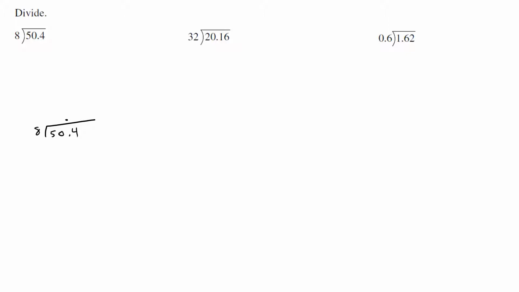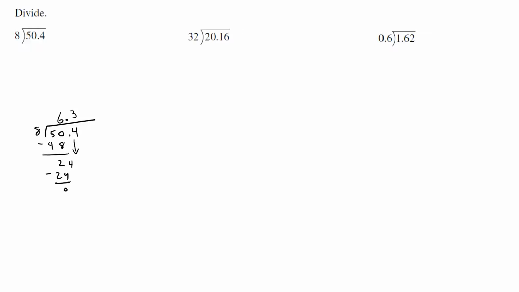8 doesn't go into 5, so instead we need to put this into the tens place here. So 8 is going to go into 50 6 times, and then multiply back. That's going to give me 48 with a 2. 8 does not go into 2, so I'm going to bring down my 4. 8 goes into 24 3 times, multiply back, subtract there with a remainder of 0. So 8 divided into 50.4 is going to give us 6.3. So you see the decimal stays lined up in the same place.